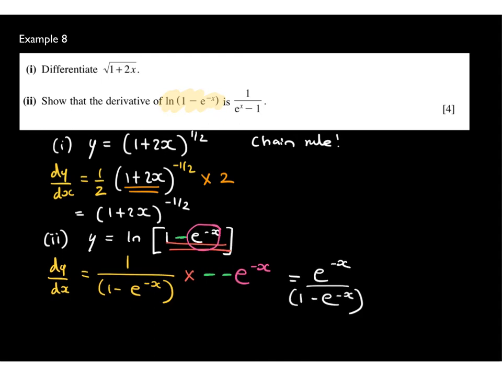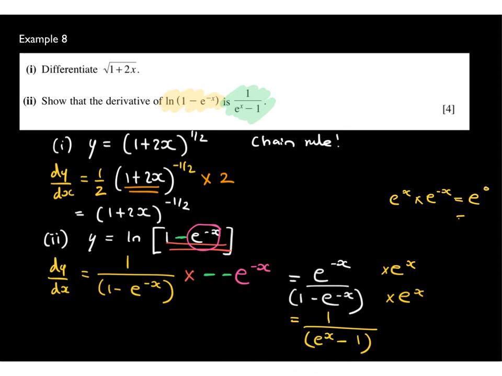Now, how do I express the final answer in the correct format here? Well, I'm going to multiply the numerator and the denominator by e to the x, which is a very useful little trick. The numerator then becomes e to the 0 or 1, and then the denominator becomes e to the x minus 1 there. Just remind yourself, e to the x multiplied by e to the negative x, you add the indices, x plus negative x is 0, e to the 0 is 1.